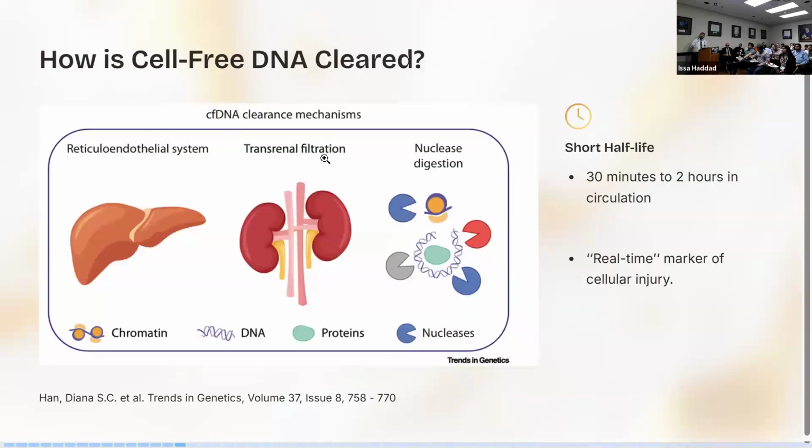And when they tried to study how it gets cleared, there are three main ways. The majority is through the reticuloendothelial system, including the spleen as well as the liver, some transrenal filtration with the GFR, as well as the nucleases that get it digested. And they have found that it stays in the blood for a short period of time, around 30 minutes to 2 hours in circulation. And that's what made them think that it's a good real-time marker of cellular injury that they can use to diagnose rejection.